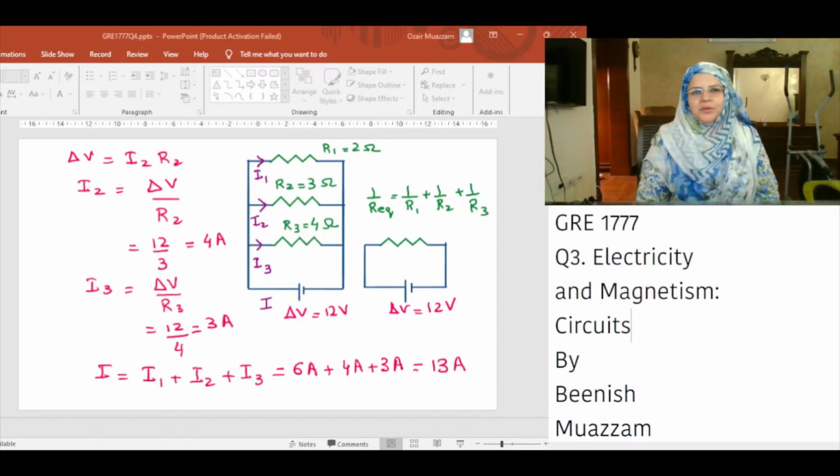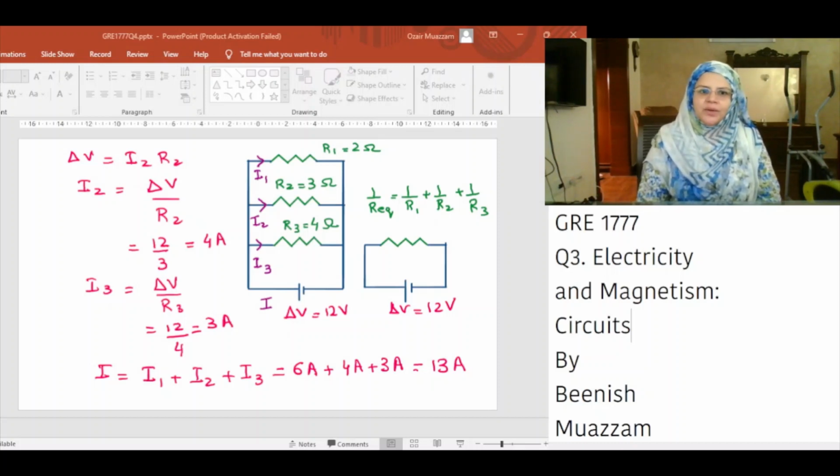Delta V is equal to I2 R2. I2 is equal to delta V over R2. Delta V is equal to 12 volt. R2 is equal to 3 ohm, giving us the current in resistor 2 to be equal to 4 ampere. I3 is equal to delta V over R3. Delta V is equal to 12 volt. R3 is equal to 4 ohm, giving us the current in resistor 3 to be equal to 3 ampere.